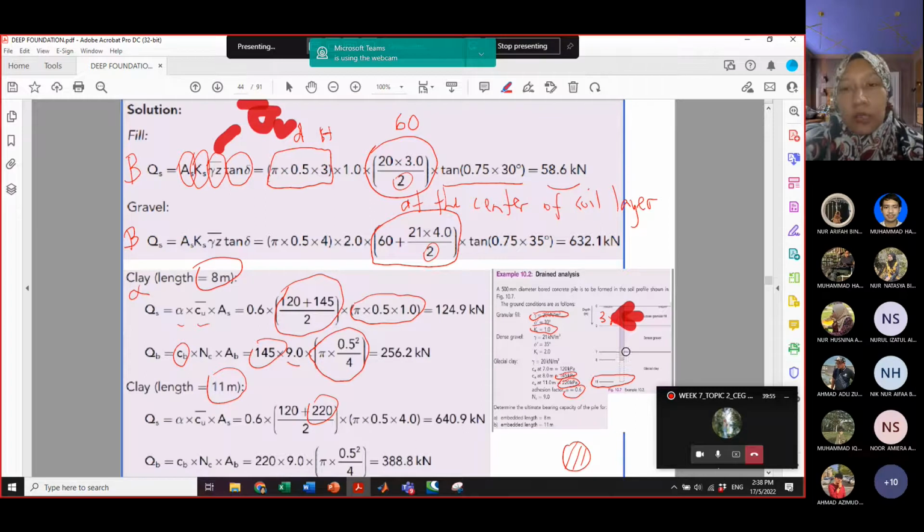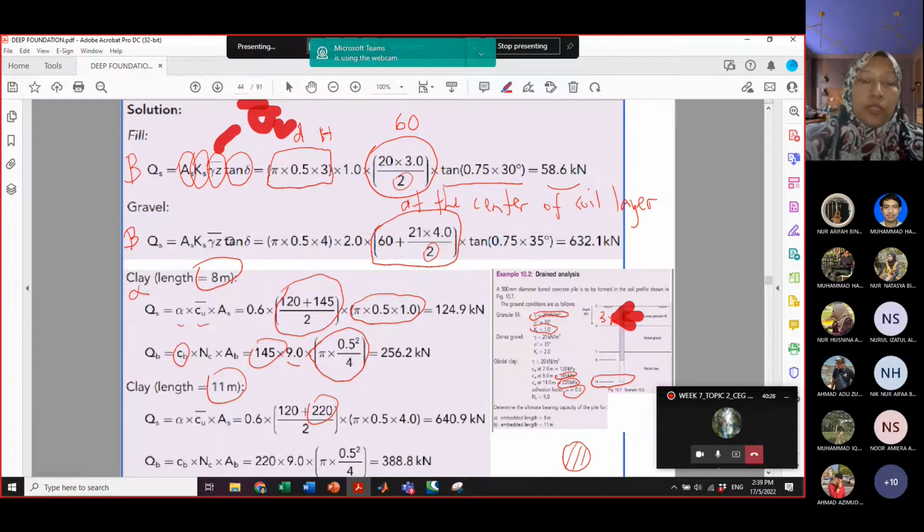It's not located or positioned in the gravel or the fill. That's why here we only have QS from fill as well as the gravel. But in clay we will have QS from clay and also QB from clay. QS from clay, QB from clay, because the end of the pile is in clay. It is embedded in clay, not embedded in sand or gravel fill.